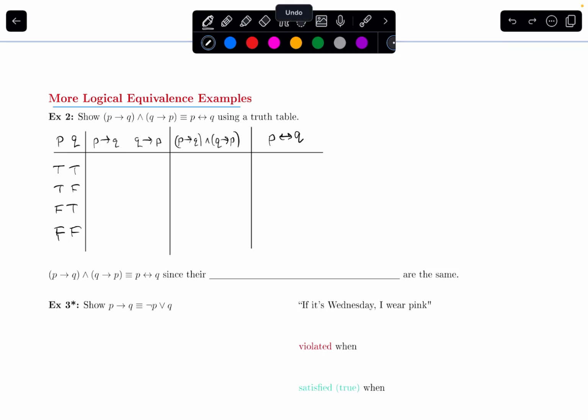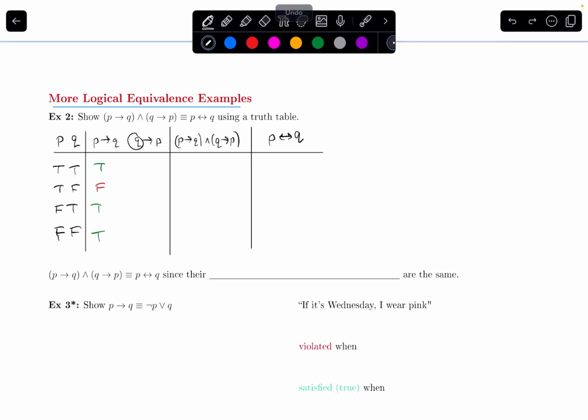Okay, so now I need to do P implies Q. Remember, that implication could only be false if the first part is true and the second part is false. So that happens here. First part is true, second part is false. So that makes it false. The other situations make it true. So true, true, true.